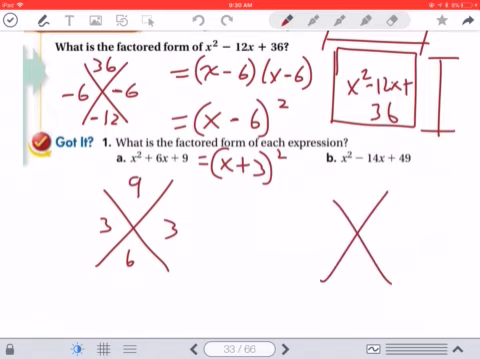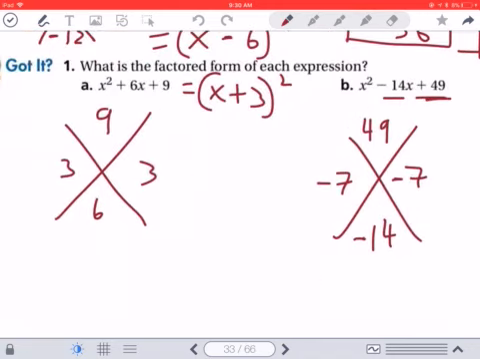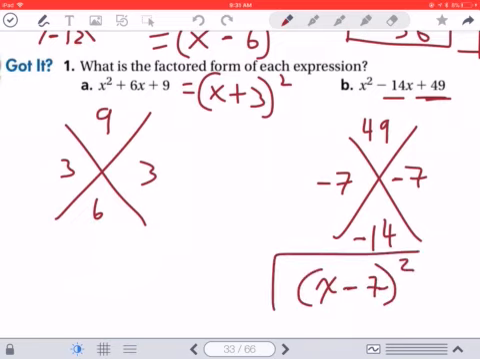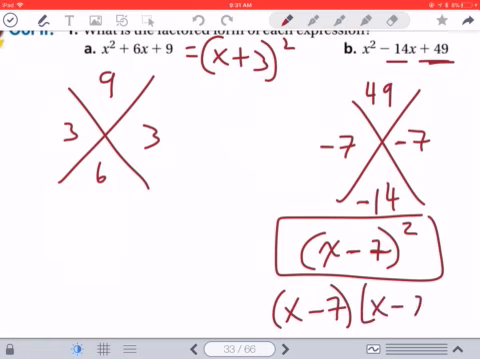Over here, what multiplies to 49 and adds to negative 14? I know these both have to be negative because my c value is positive and my b value is negative, so they have to be two negatives. So this is going to be x minus 7 squared. That's my factored form. And again, x minus 7 squared is equal to x minus 7 times x minus 7.